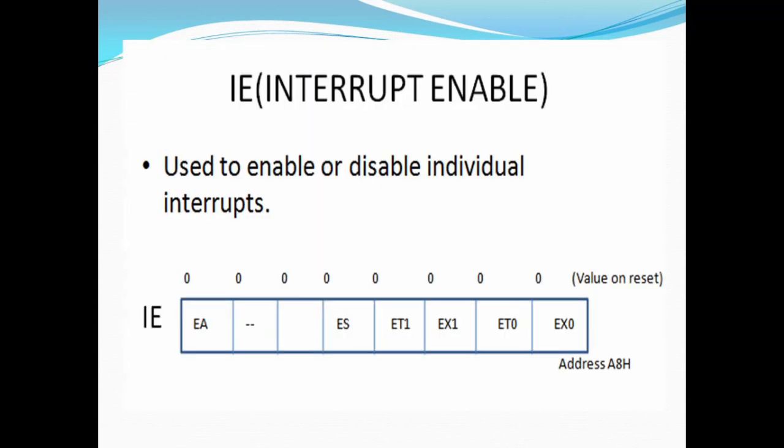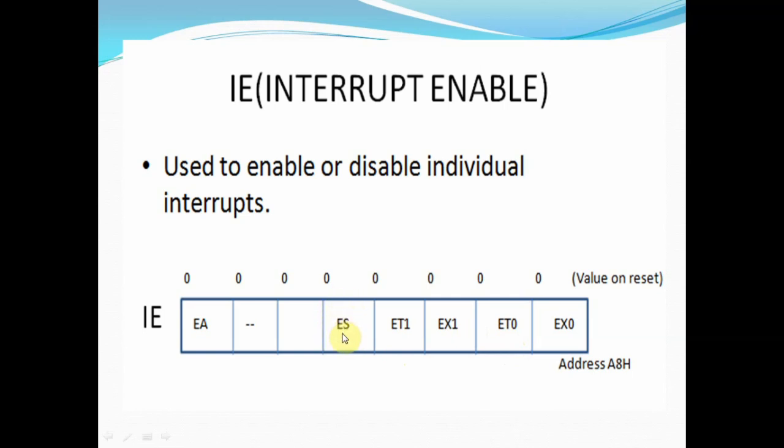Now this is the interrupt enable register. Just now we have seen that whenever that particular bit, in this case the ES bit, is for serial communication interrupt. ET1 is for timer 1 interrupt, EX1 is for external hardware interrupt 1, ET0 is timer 0 interrupt, and EX0 is external hardware interrupt 0. So in this case we have to make this ES bit equal to 1.